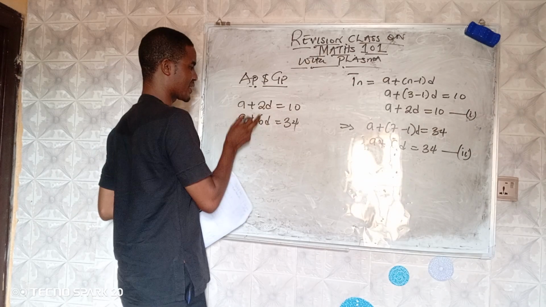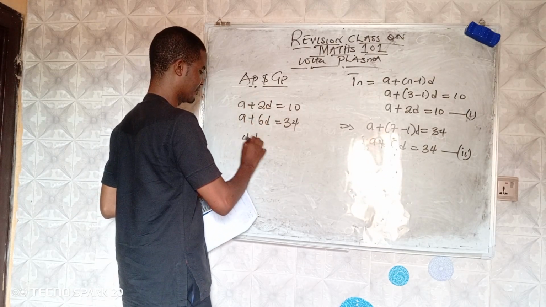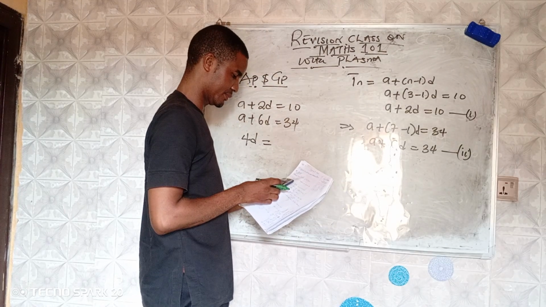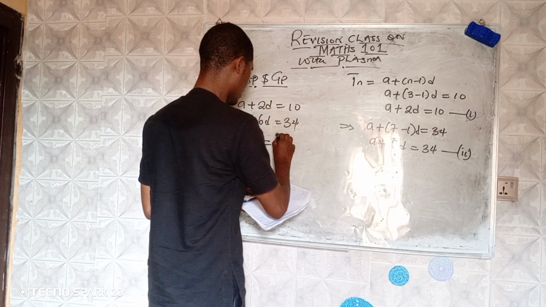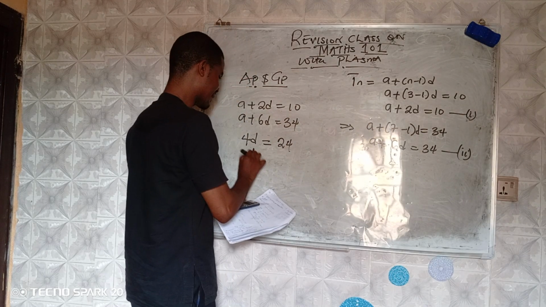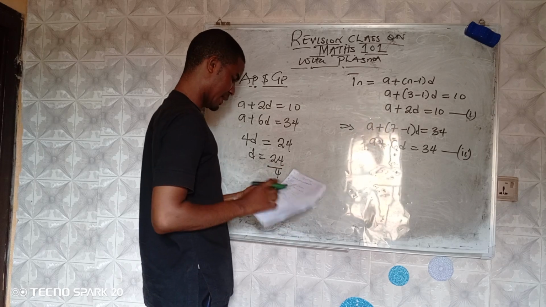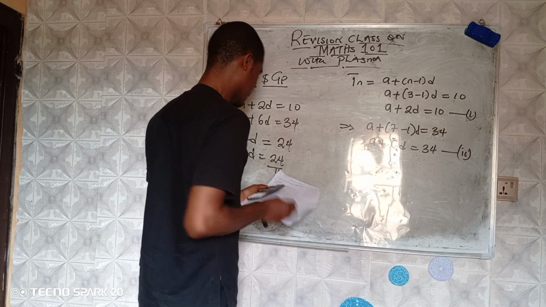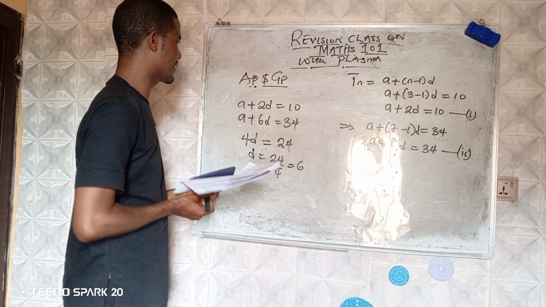So A minus A is 0. 6D minus 2D will give me 4D is equal to 34 minus 10, which is equal to 24. So that D becomes 24 over 4. And 24 divided by 4 is 6. So the value of my D is 6.